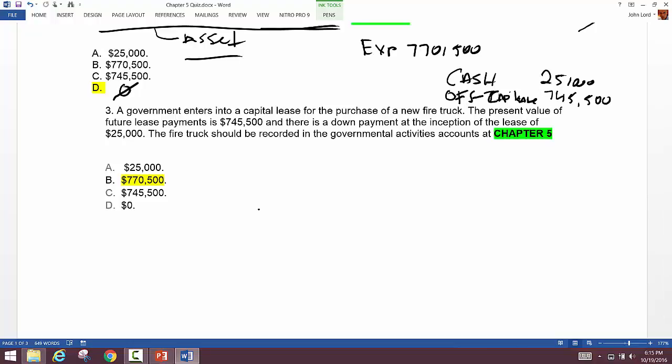Okay. All right. Now, the fire truck asset should be recorded at the governmental activities. Same set of facts now, but now we're asking you the full accrual journal entry under full accrual accounting, right? So what's the journal entry now?